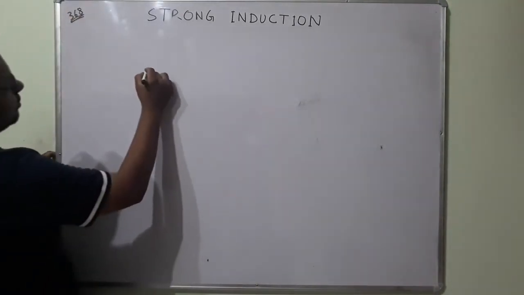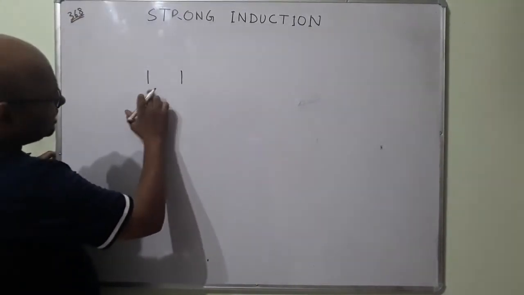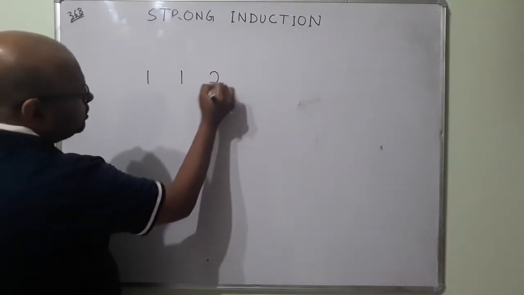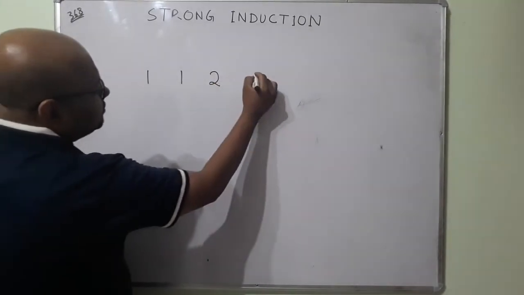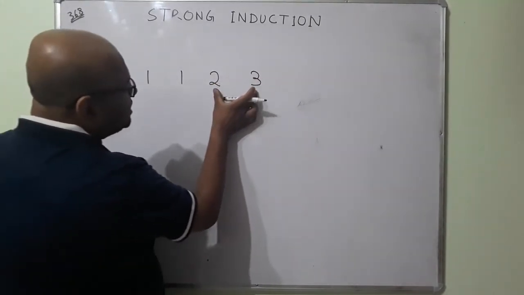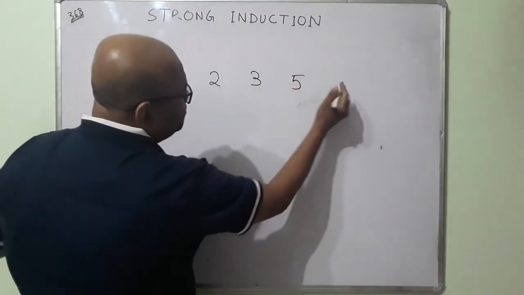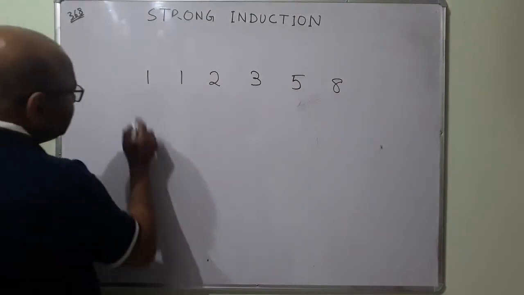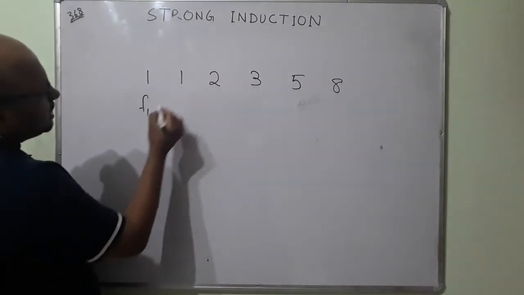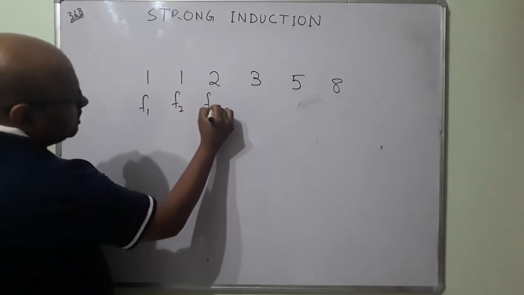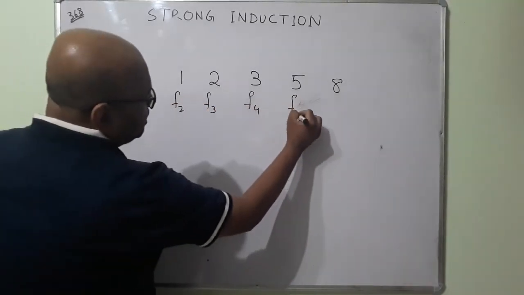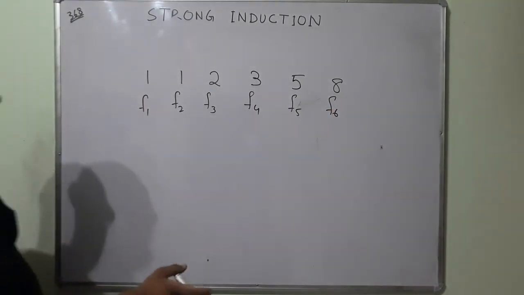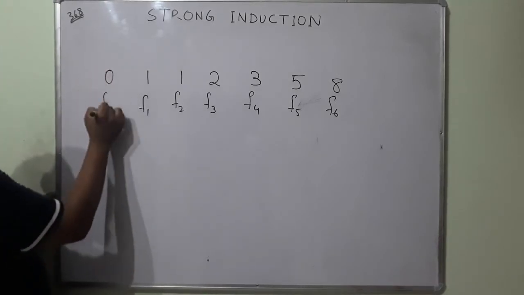Anyway, Fibonacci series is this. You have 1, 1, then the next term will be the sum of the previous two terms. So the next term would be 2, the next term 2 plus 1 is equal to 3, then the next term would be 3 plus 2 equal to 5, next term would be 8, then 13, 21, and so on.